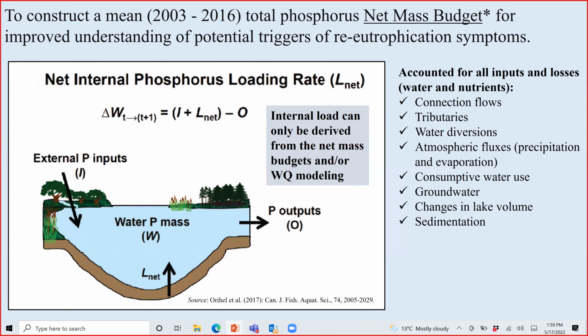To understand such triggers, we constructed the mean 2003 to 2016 net mass budget for total phosphorus. Our hypothesis is that if the external loads are important, then over the long term, 14 years, they should be balanced by the losses. Alternatively, if that is not true and the losses exceed the external inputs, then additional inputs, or so-called internally mobilized phosphorus loads, are needed to maintain the balance. The construction of a nutrient budget was achieved in 4 major steps.